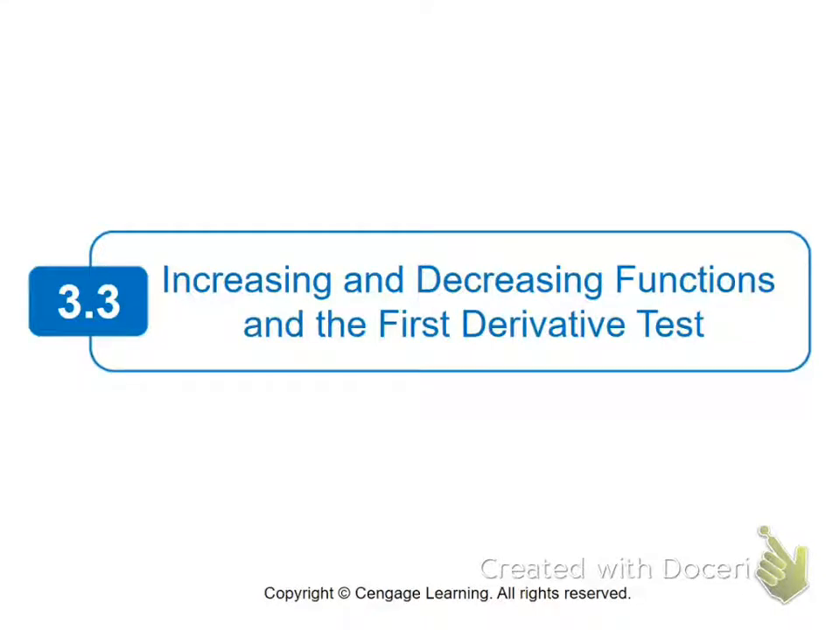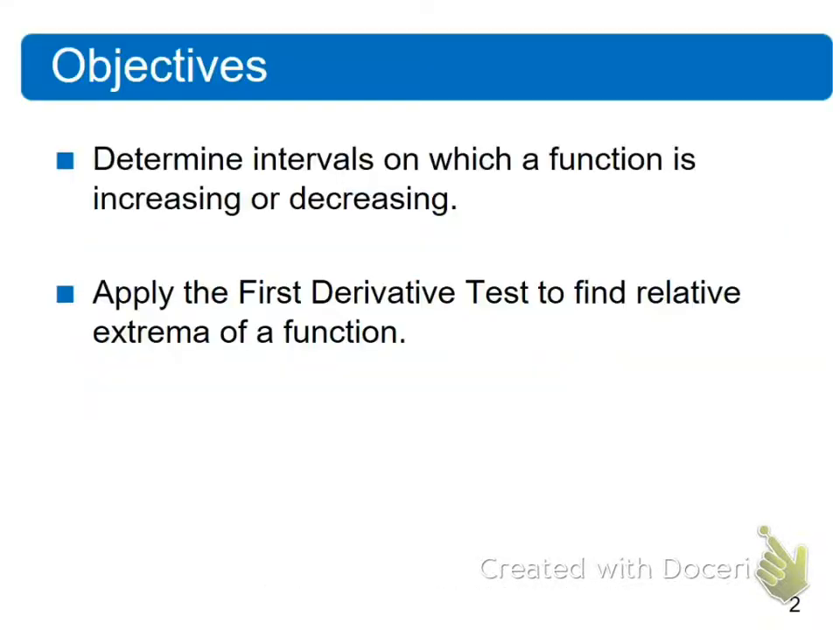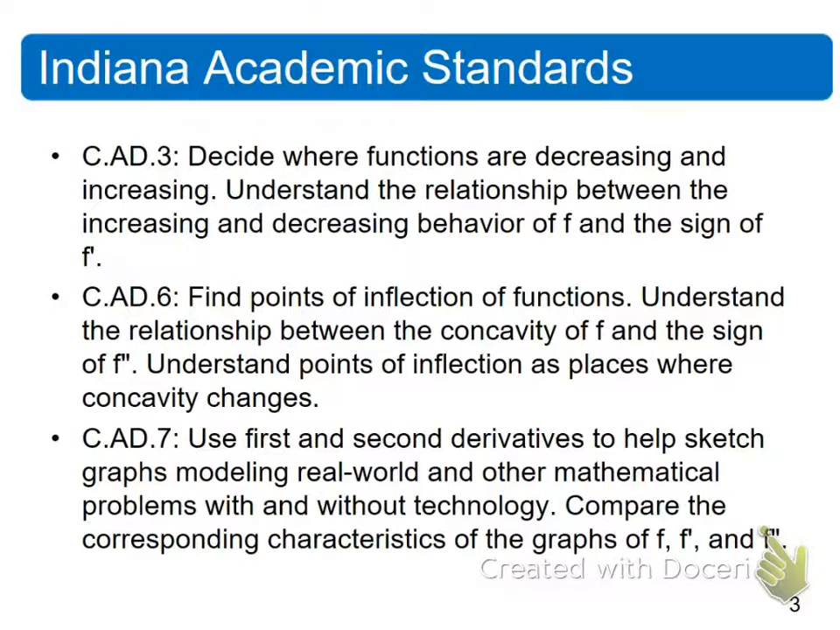Because we're going to start using derivatives to tell us what's happening to the graph. But I think it's easy for students to grasp this lesson. So a little bit of theory here. Our objectives for today are to determine when intervals are increasing or decreasing and apply the first derivative test, which tells me relative extrema. All right, so our academic standards.